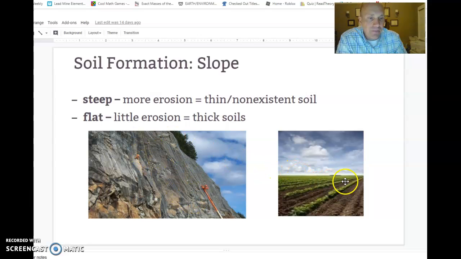In contrast, whenever you have relatively flat areas, the rocks can get broken up, and there's not as much reason for the soil to erode away, so you tend to get a lot thicker soils whenever you have flatter areas.